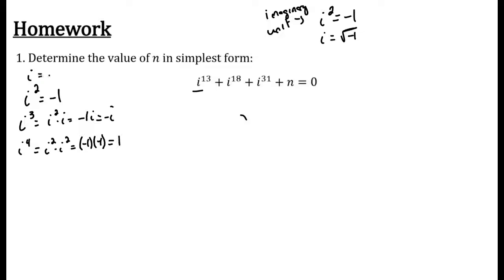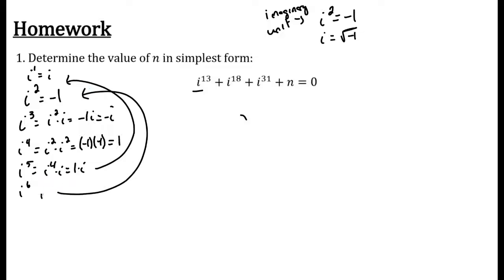Well, we know that i to the 1st is just i. And this cycle continues, because i to the 5th is going to be i to the 4th times i, which is 1 times i. So each time you just keep multiplying by another i, and it cycles through this pattern. So i to the 5th is the same as i to the 1st. i to the 6th is the same as i squared, because it's i to the 4th, which is 1, times -1, which is i squared. So it's this pattern that cycles through, and we care about the remainder when we divide by 4.